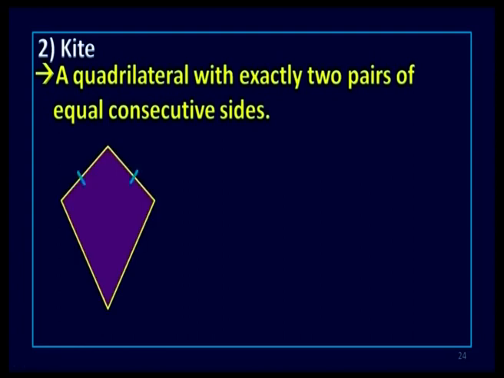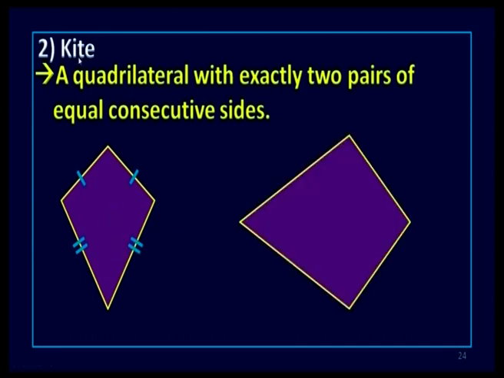Children, here I am taking a kite and here you can understand that these two sides are equal and these two sides are equal. Means in a quadrilateral you have to have exactly two pairs of equal consecutive sides. So these two sides are equal, these two sides are equal. So I can call this quadrilateral a kite.